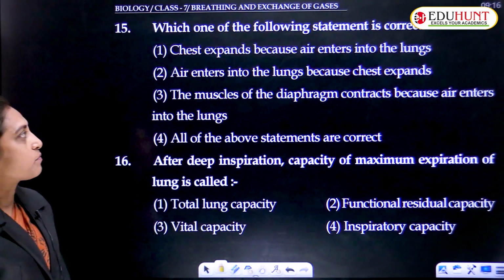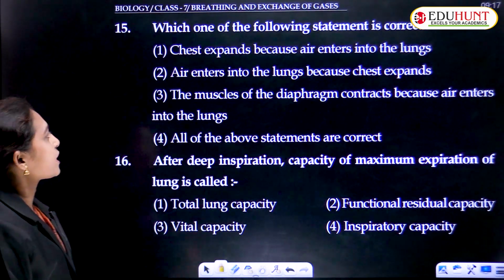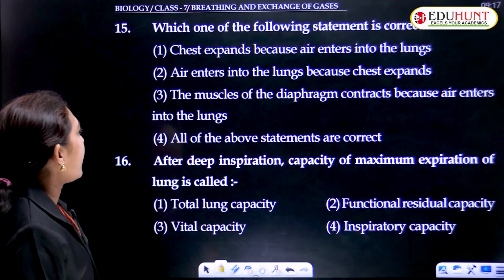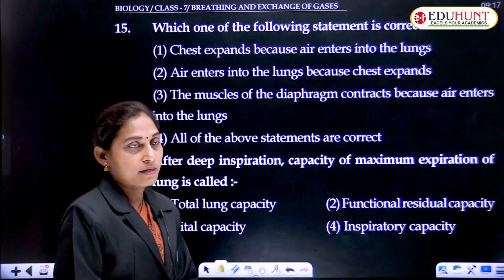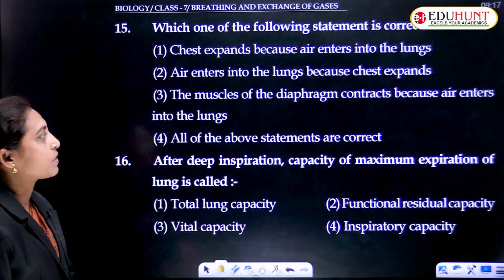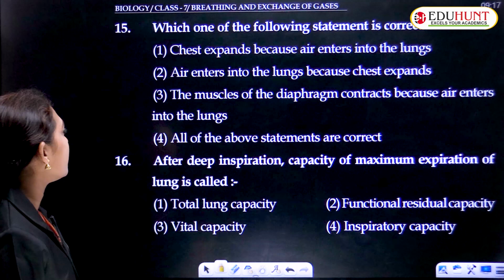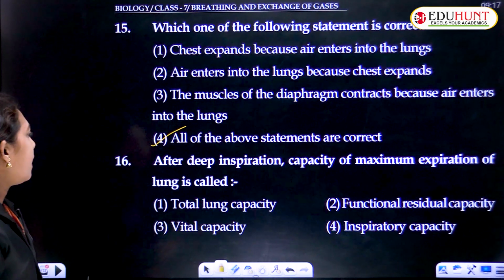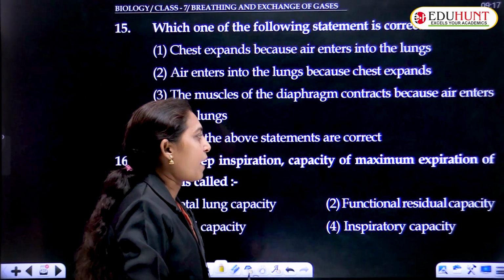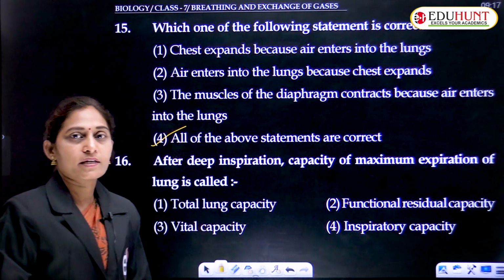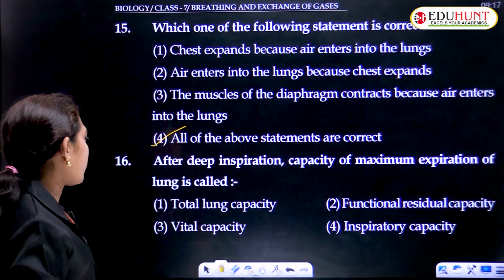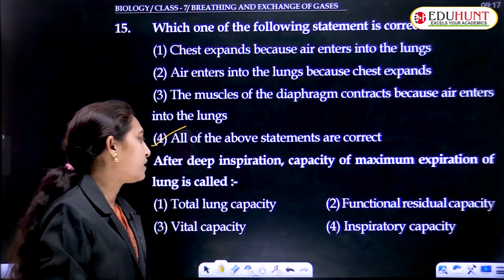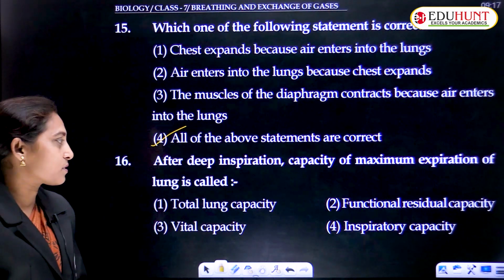Which one of the following statements is correct? Chest expands because air enters the lung. Air enters into the lungs because the chest expands. The muscles of the diaphragm contract because air enters into the lungs. So, obviously the second. After deep inspiration, the capacity of maximum expiration of the lung is called total lung capacity, functional residual capacity, vital capacity, or inspirational capacity.